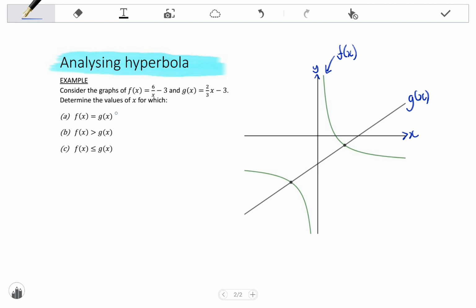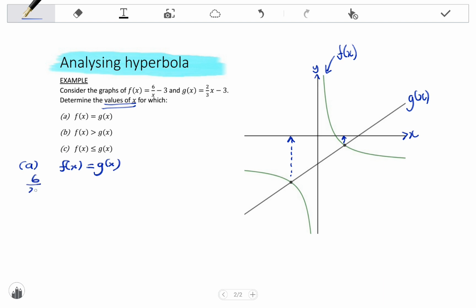Now it says determine the values of x. There it is again. For which f of x is equal to g of x. You should recognize that as the points of intersection. So we need to find the x values of the points of intersection. Since there are no values on this graph, it means that we have to calculate them. So I want the x value there and the x value there because those are the x values of our points of intersection. So we calculate them algebraically. So f of x equals g of x means that I substitute f of x.